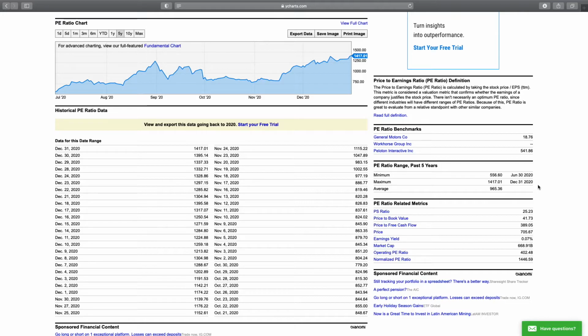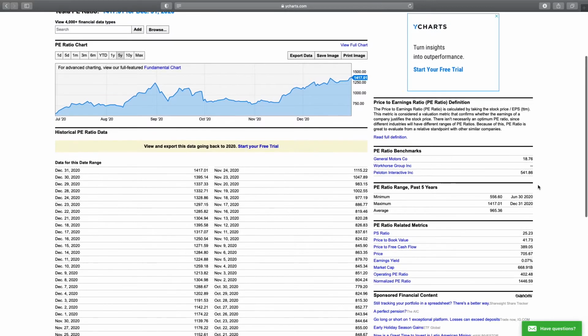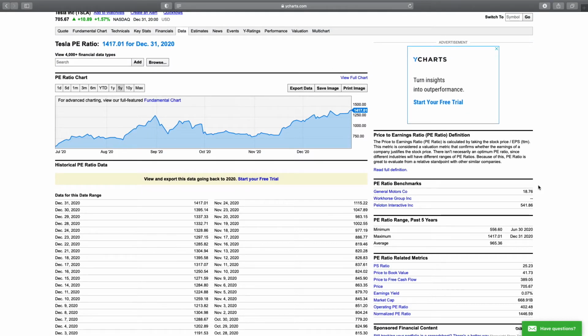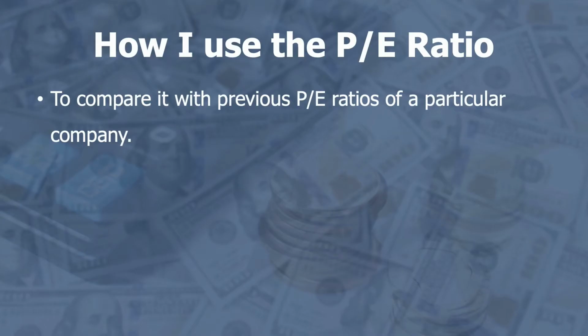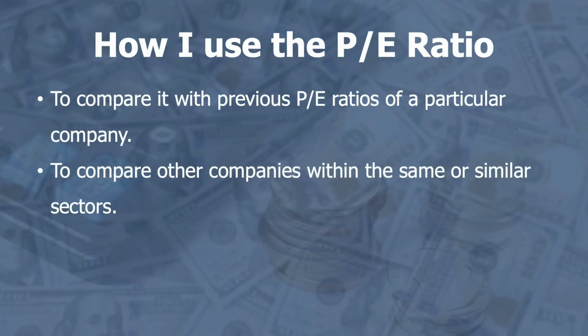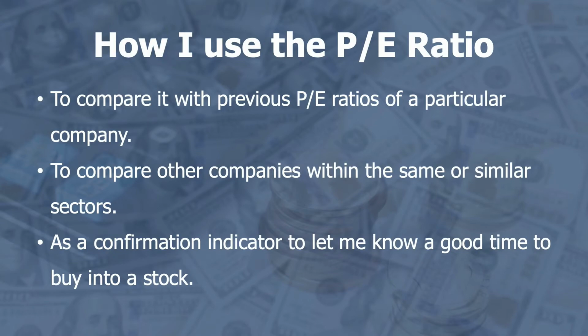What you would say from this stock is that it has an awful lot of growth already priced into it, and for me personally that's way too high to invest. You want to be investing at a lower PE ratio than that. Just to recap, I'm going to put a slide on now and we'll look at how I actually use the PE ratio. As we've discussed, the first one is comparing it with previous PE ratios of a particular company. The other would be to compare it to other companies within the same or similar sectors. And the final one would be as a confirmation indicator to let me know that this is a good time to buy into a stock.